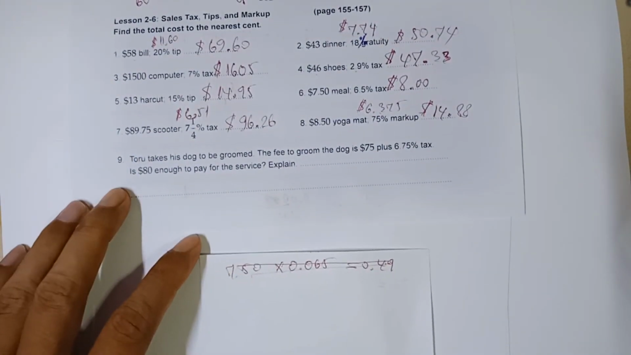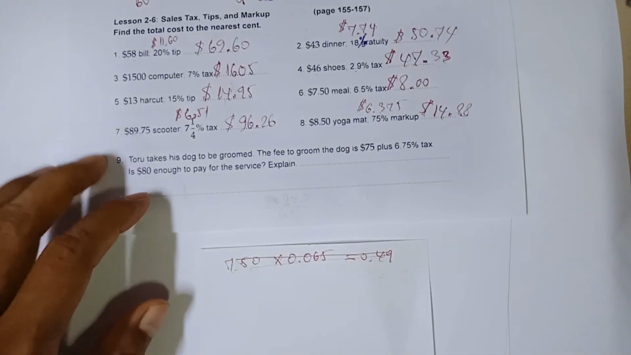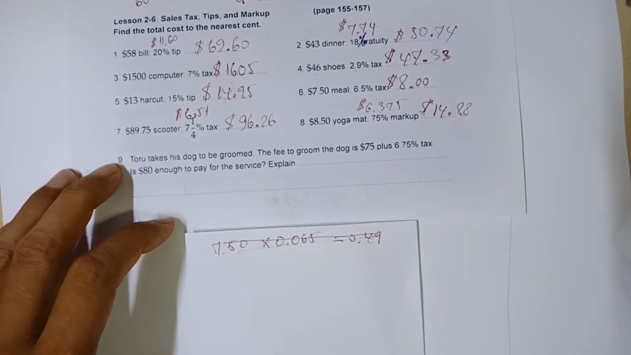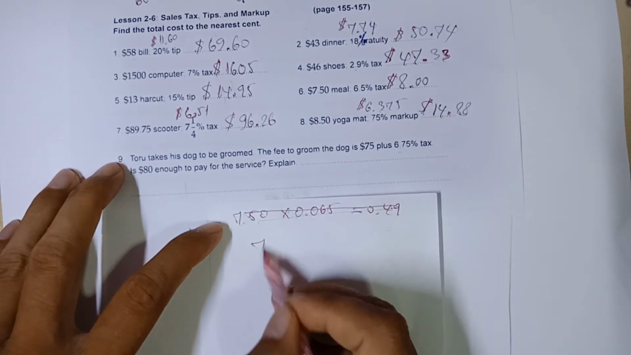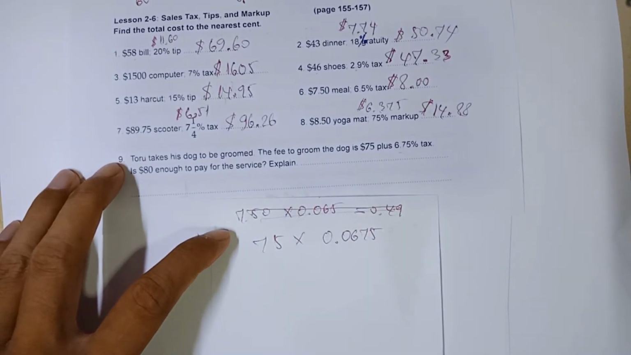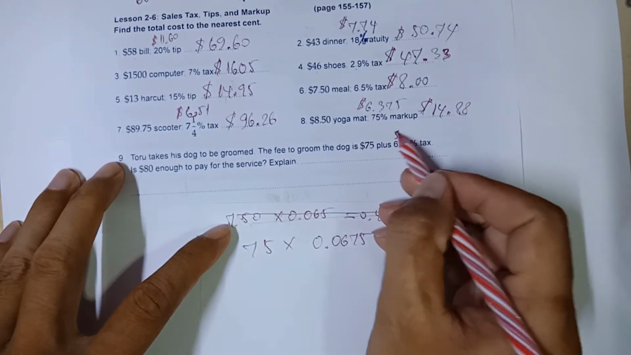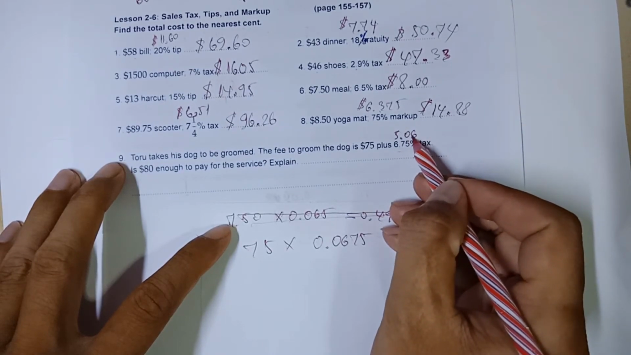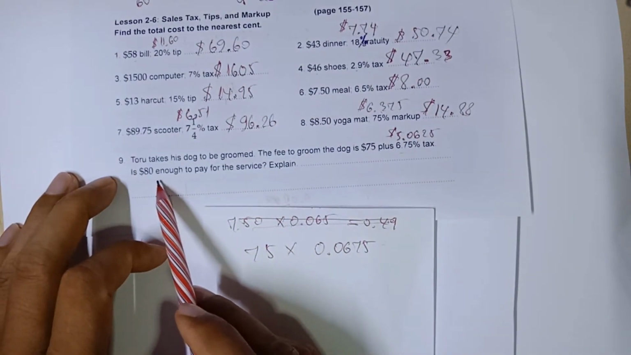Number 9. Turu takes his dog to be groomed. The fee to groom the dog is $75 plus 6.75% tax. Let me find how much he pays for tax first. $75 multiplied by 0.0675 gives you 5.0625 for the tax. Now, is $80 enough for grooming his dog?